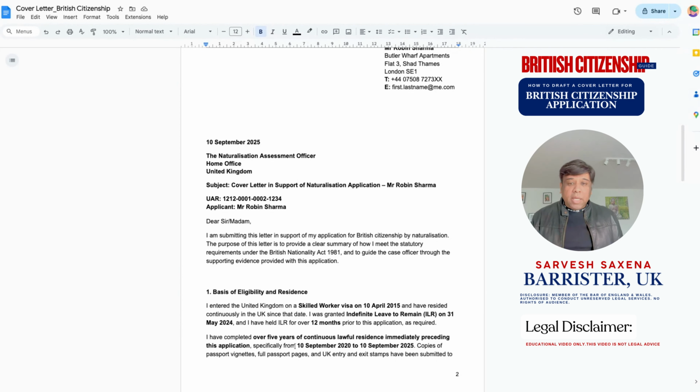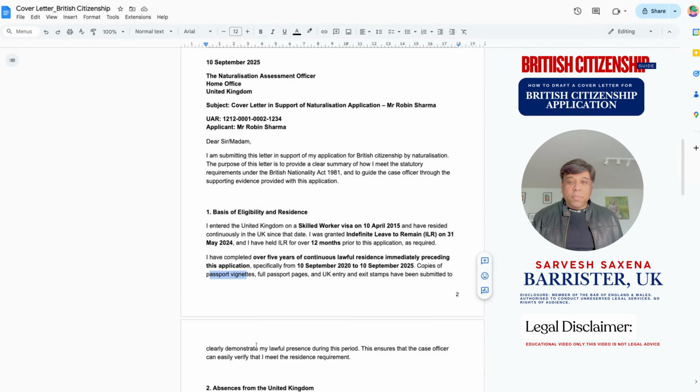Now, he needs to show that he has stayed between this and this period in the UK. So, whatever documentation he's trying to show should cover this period to prove that he has actually lived in the UK. So, he's saying copies of passport vignettes, passport pages, all pages, colored copies, UK entry and exit stamps have been submitted to clearly demonstrate my lawful presence during the period. This ensures that the case officer can easily verify that I meet the residence requirement. So understand that under British nationality, when you want to claim citizenship, you have to have lived in the UK continuously for 5 years, and then there are certain absences allowed. If you do not meet this residence period, then it means you're not eligible.